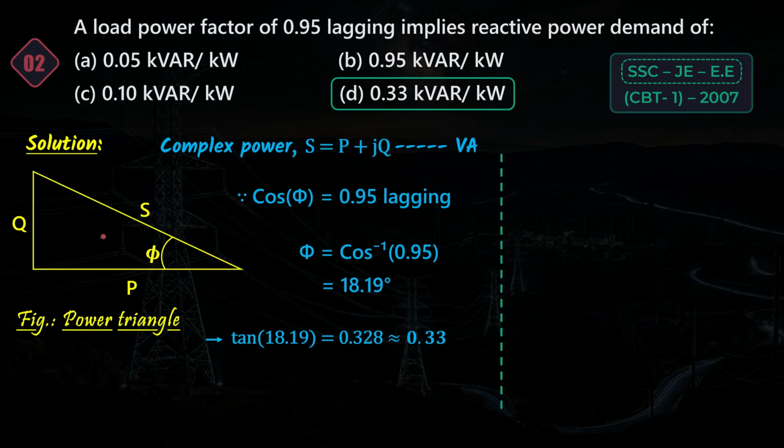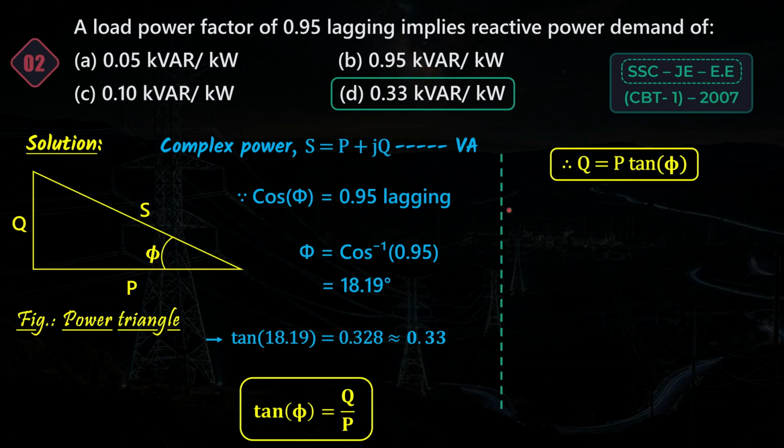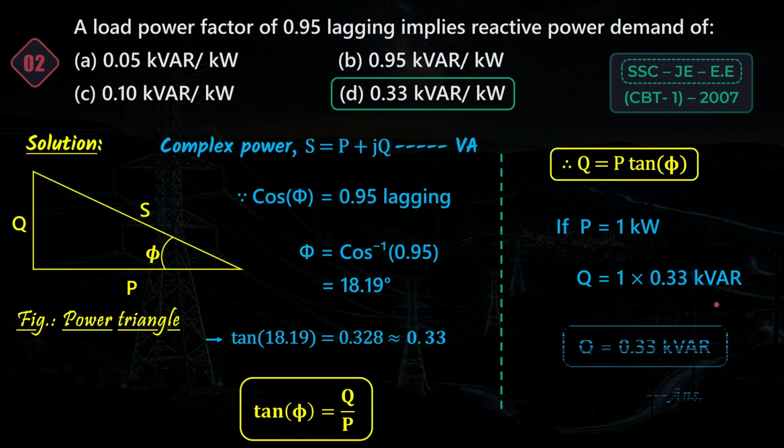Now from the power triangle, we can express tan phi in terms of active and reactive power. Tan phi is equal to Q by P, perpendicular divided by base. Then solving it for Q, we have an equation like this: Q is equal to P tan phi. Now put all those values in Q is equal to P tan phi. Now assume P is equal to 1 kilowatt. Therefore, Q is equal to 1 into 0.33 kilovolt ampere reactive. Therefore, Q is equal to 0.33 kilovolt ampere reactive per kilowatt. Looking at our options, the correct choice is option D.